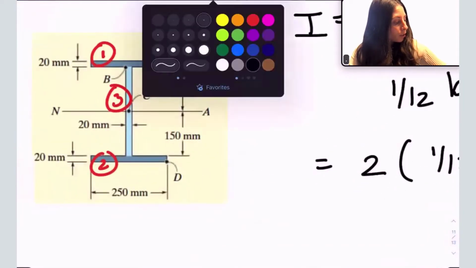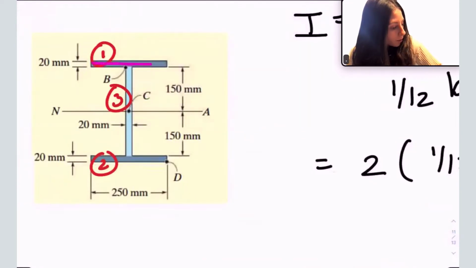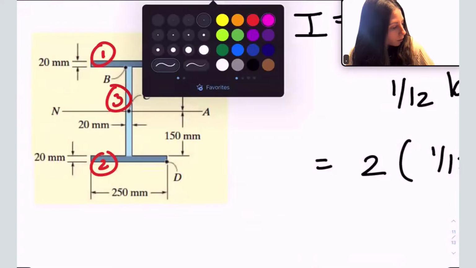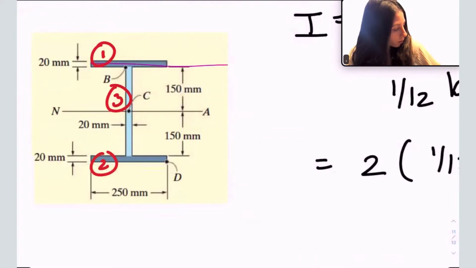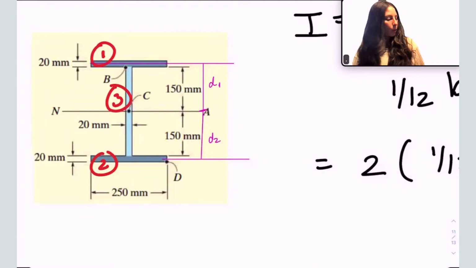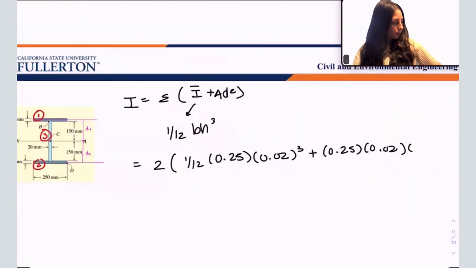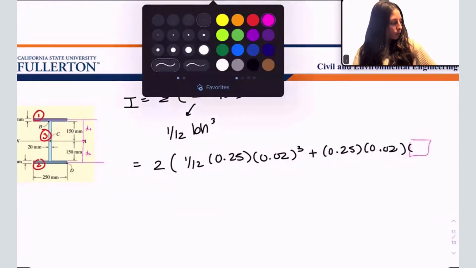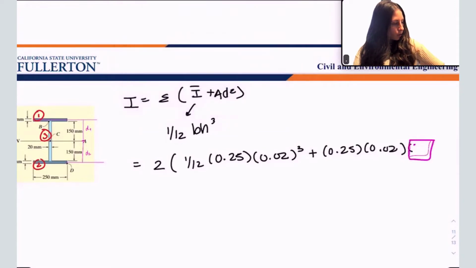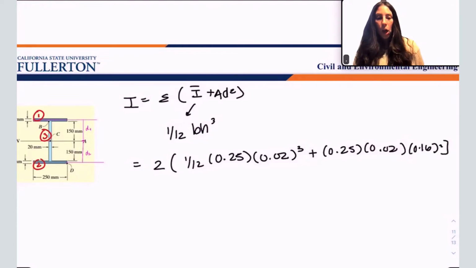I'm going to zoom in and show you this once quickly. Distance from the center of this flange to the neutral axis. This is my D, and you can see that it's the same. This is D2, D1, right? It's the same. Okay, that's how we calculate D. That's this value here. So, what is my D value? I get 0.16. And that is the flange.